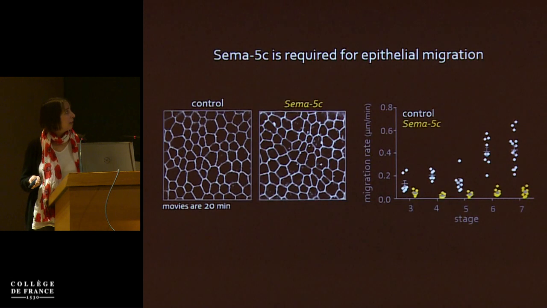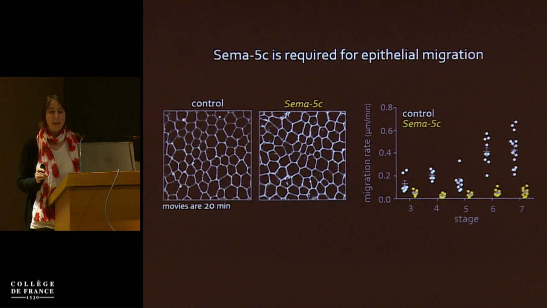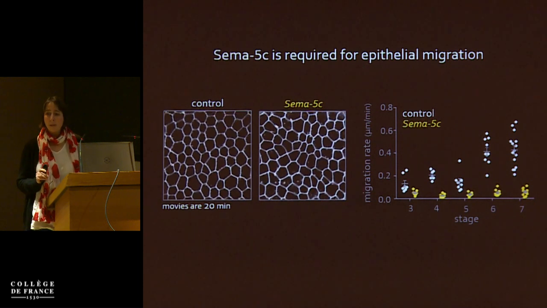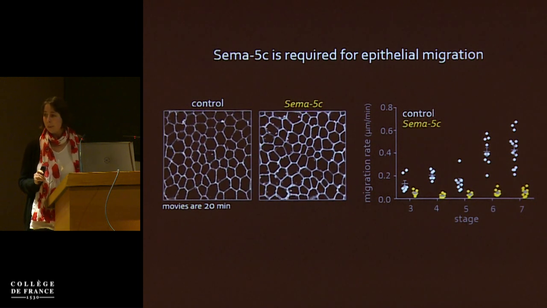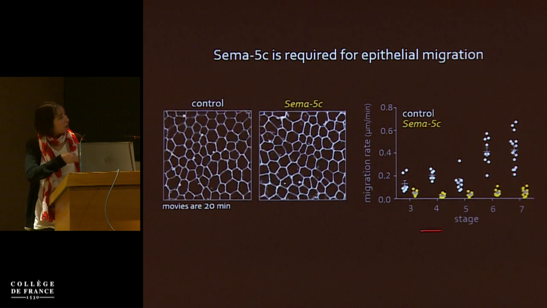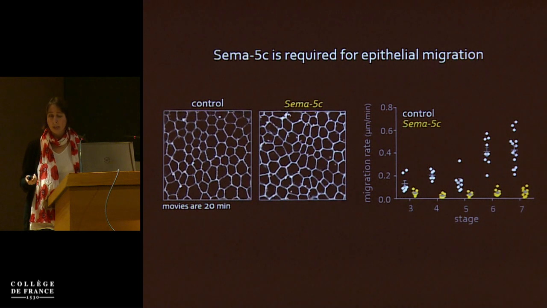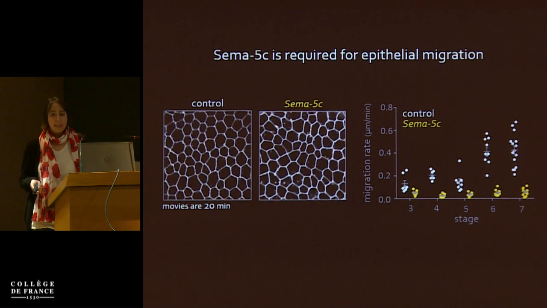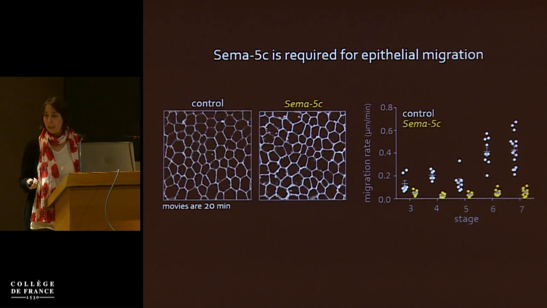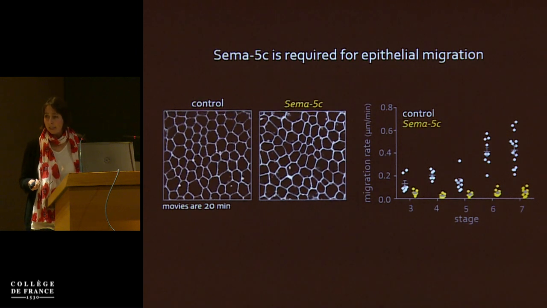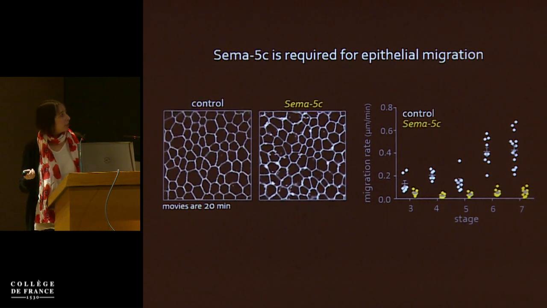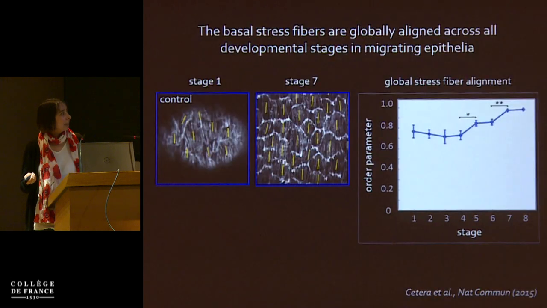Okay. So, like most of the round egg mutants we study, loss of Sema5C causes a strong defect in epithelial migration across all the developmental stages when this movement normally occurs. At first, this didn't seem to be anything particularly interesting in terms of the phenotype. But the surprise actually came when we looked at the actin cytoskeleton in fixed tissue.